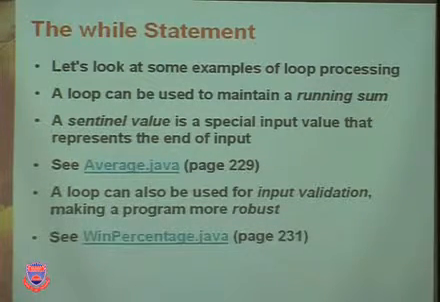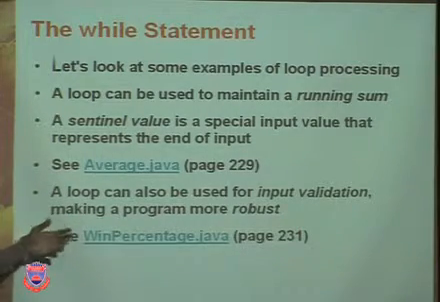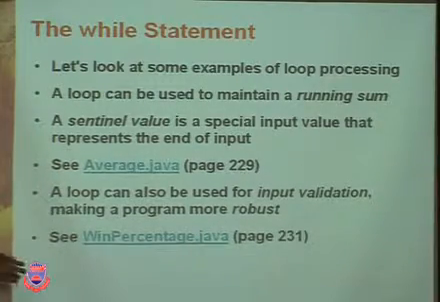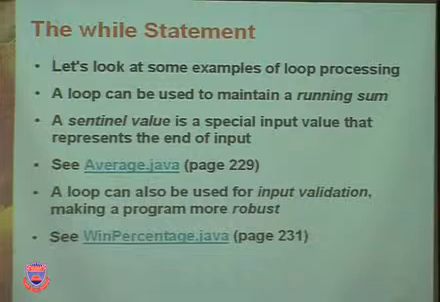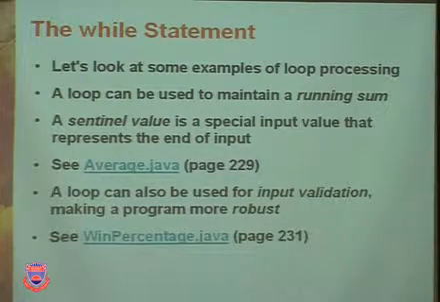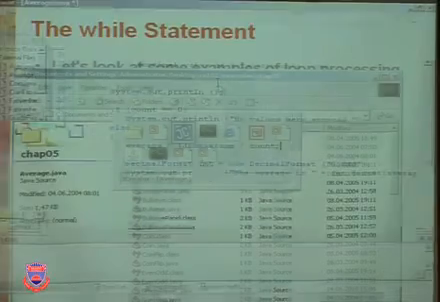So this is actually one of the most common places where it is used. You use a loop to test for input validation. So you make the program more robust, meaning that you won't allow the user to enter a value that is not within the boundaries. As you said before, you can see this win percentage application. Let's see that.